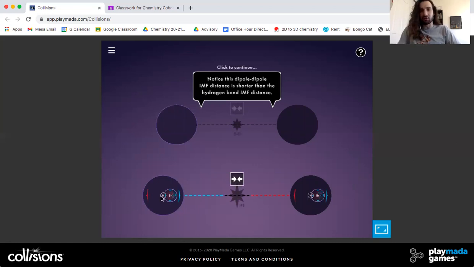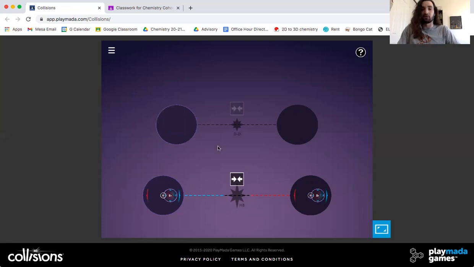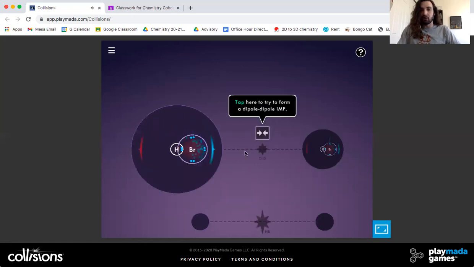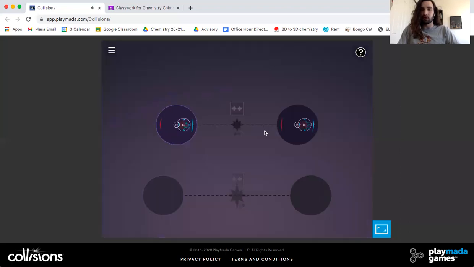That's kind of interesting. All right, notice these dipole-dipole IMF, intermolecular force, distance is shorter than the hydrogen bond IMF distance. All right, let's take this molecule. It's telling me to bring it over here. All right, now let's see. This is a different intermolecular force. It's shorter and therefore requires less strength of IMF. Let's see if that works.